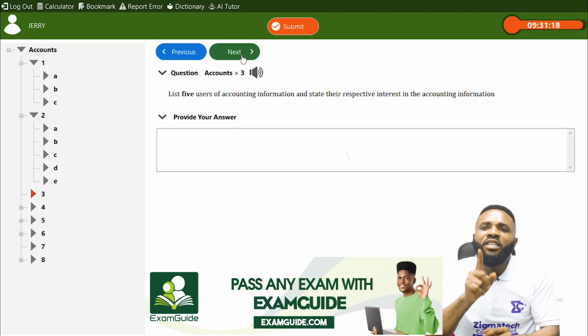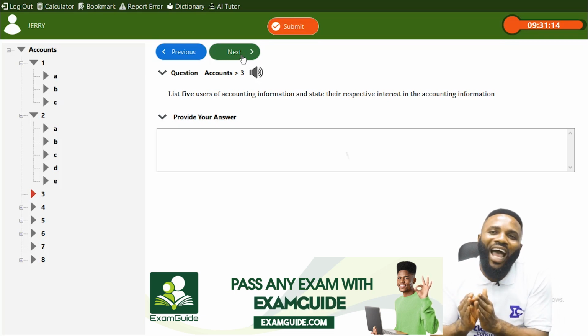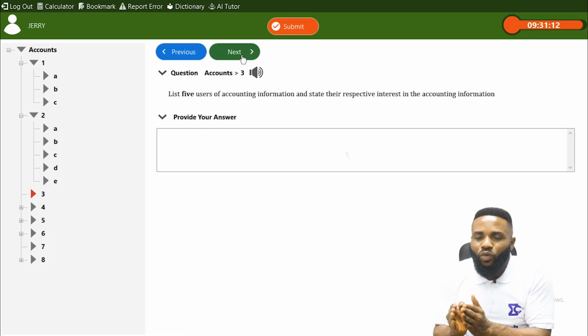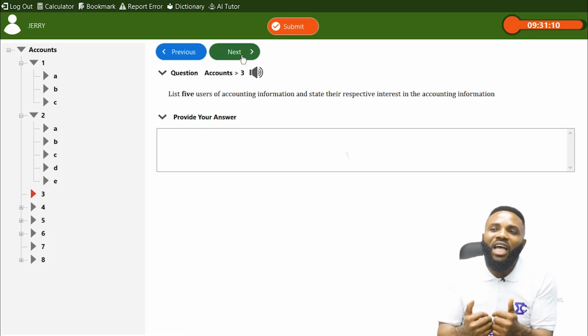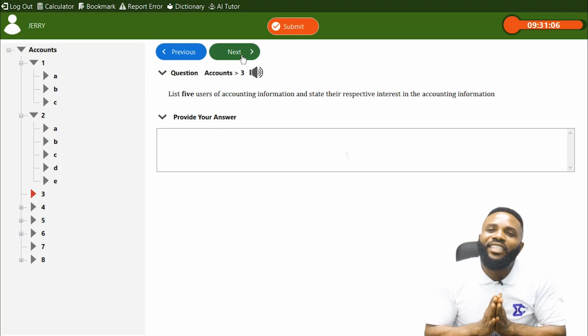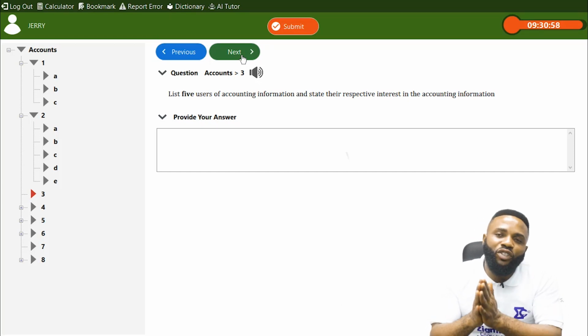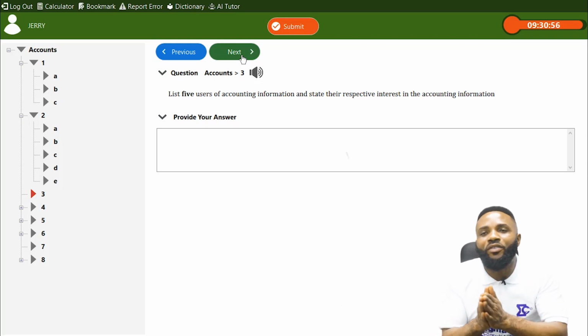Now, before then, let me give a breakdown. The users of accounting information are divided into 2. We have what we call internal users and external users. But in this question, the examiner did not expect the student to spell it out. So please, I encourage students not to go beyond the expectation of this question.